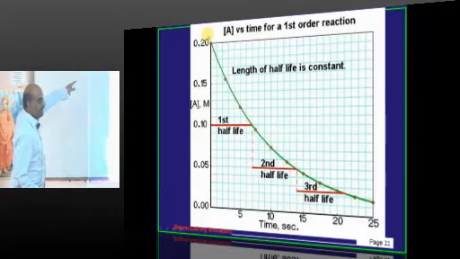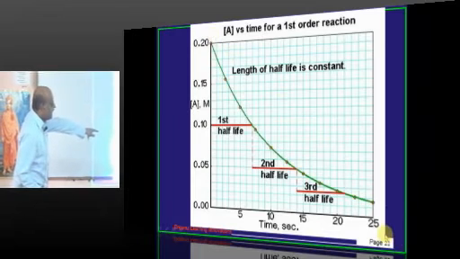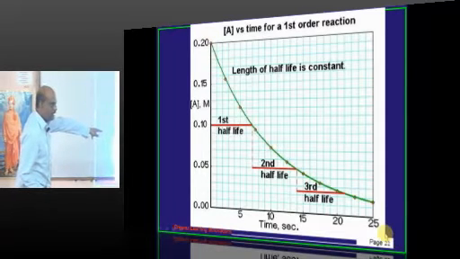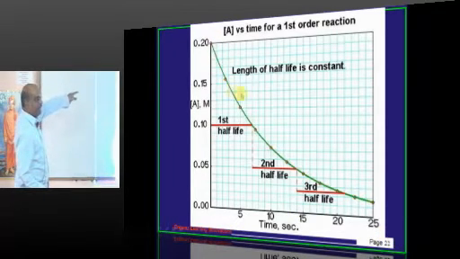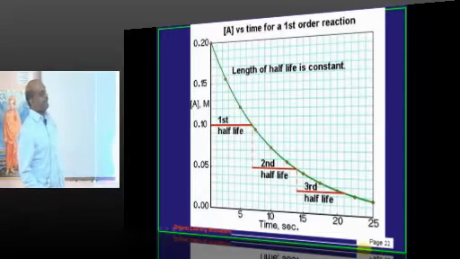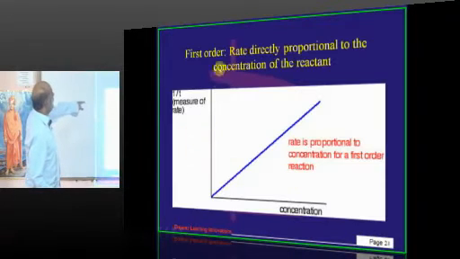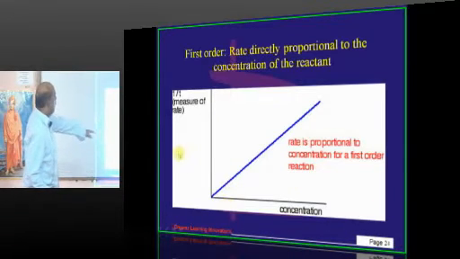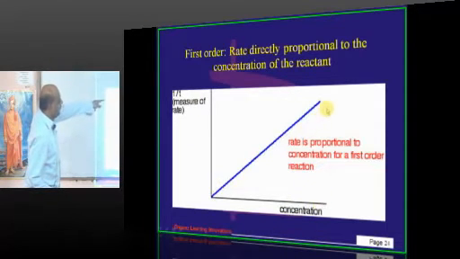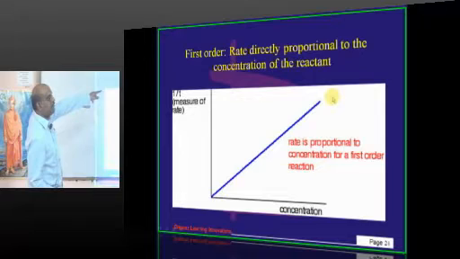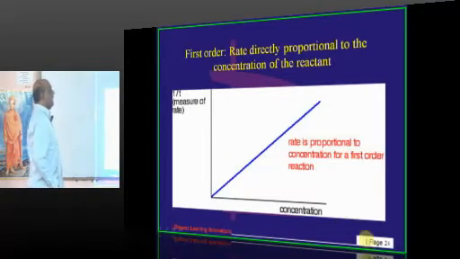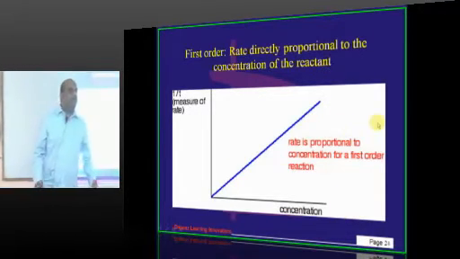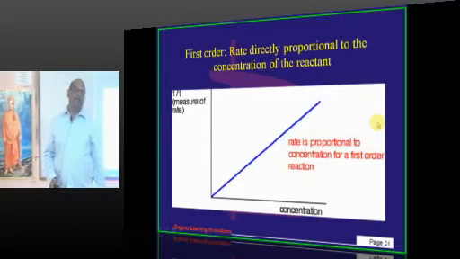Whether the concentration of the drug is high or low, half-life remains the same. The length of the half-life is constant. And if you plot a graph of the rate of elimination versus concentration, the rate is proportional to the concentration for a first order reaction. This is what needs to be remembered. This is a very important point to be appreciated.